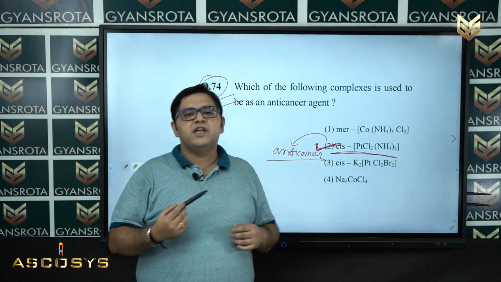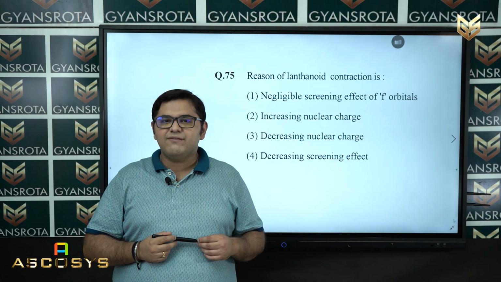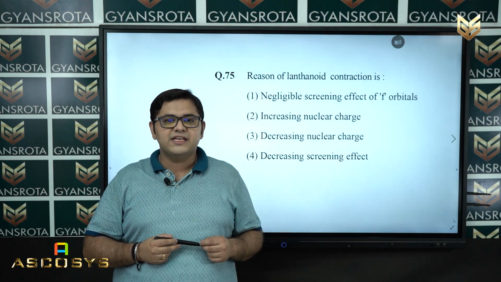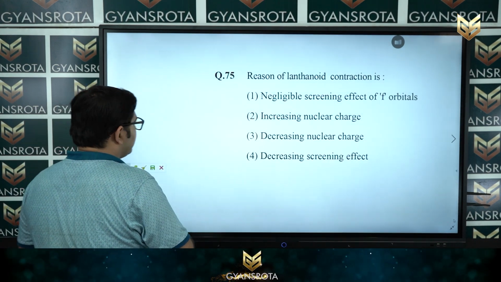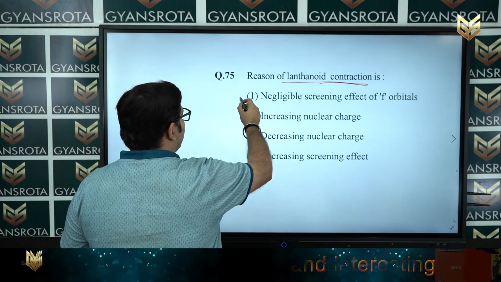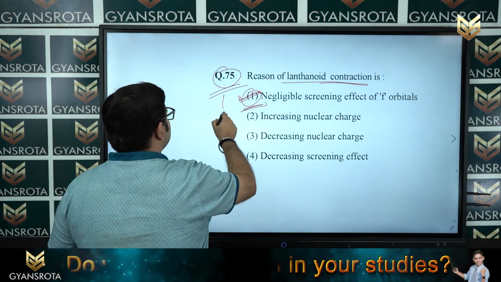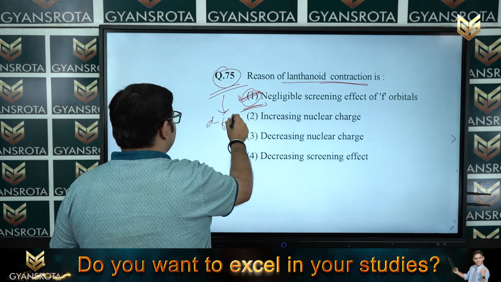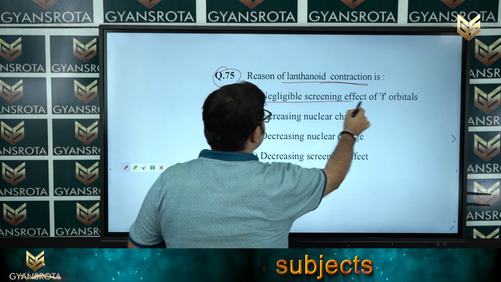So now we are moving to the next question, that is question number 75. Question number 75 is on your screen. Reason of lanthanide contraction is. This question comes from the D and F block elements of your class 12 NCERT. So we are moving to the solution part. This is a very common reason of lanthanide contraction, that is the negligible screening effect of F orbital, that is option number 1, the correct answer of your question number 75. This is a direct statement from your D and F block elements of class 12 NCERT.